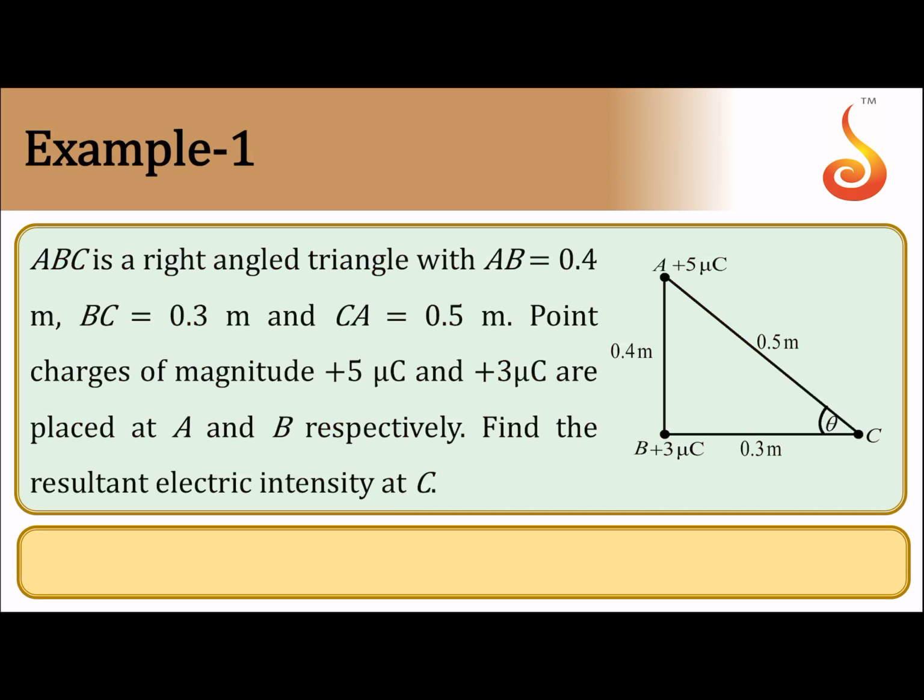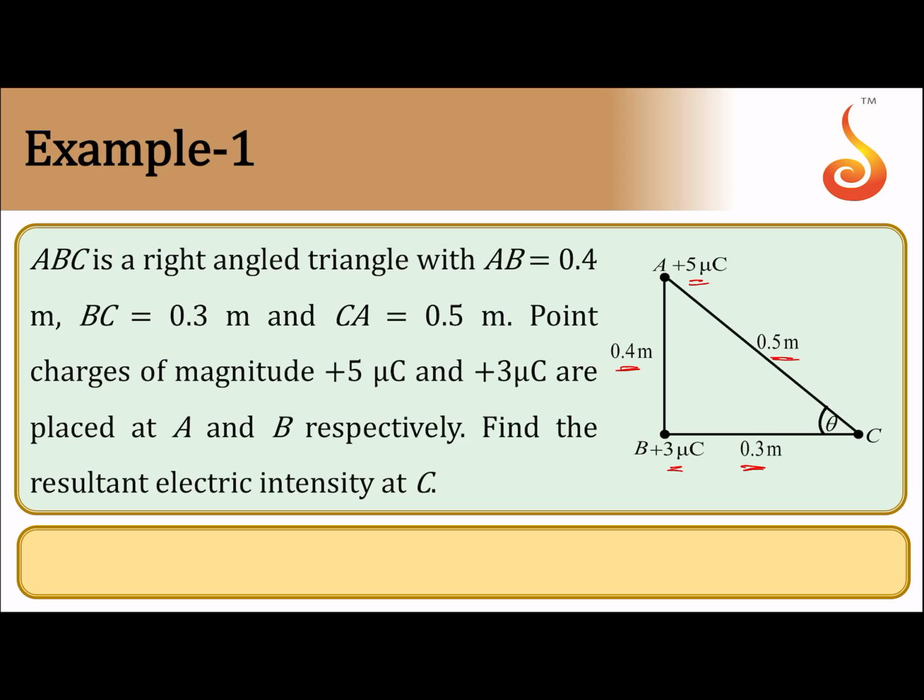ABC is a right angle triangle and the sides are 0.3, 0.4 and 0.5. So, it forms a triad. So, that is obviously correct. Where are the charges placed? The charges are placed at ends A and B, at corners A and B. At A you have 5 microcoulomb, at B you have a 3 microcoulomb, and look at the sign, both are positive. A is also positive, B is also positive.